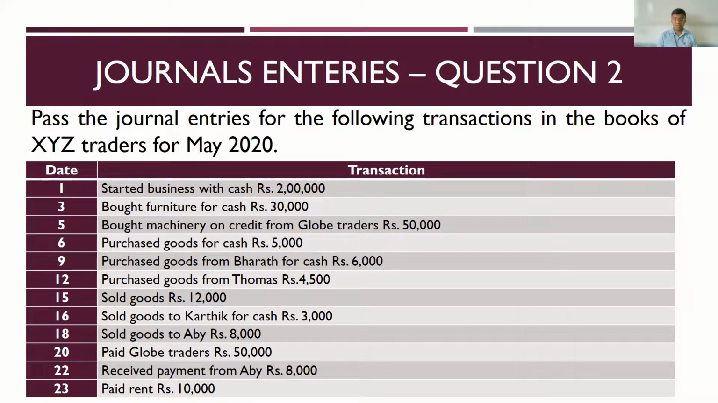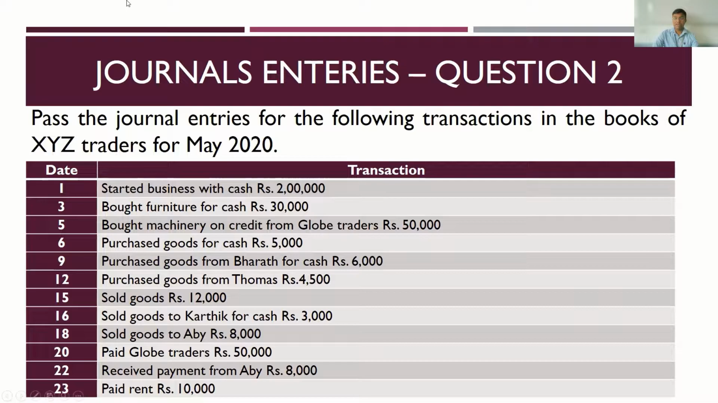20th, paid Globe Traders rupees 50,000. So here you're making a payment, giving money to Globe Traders. 22nd, received payment from AB rupees 8,000. So AB is making some payment and he's giving you 8,000. 23rd transaction, paid rent rupees 10,000. Since payment of rent involves cash, we know it is a cash transaction.